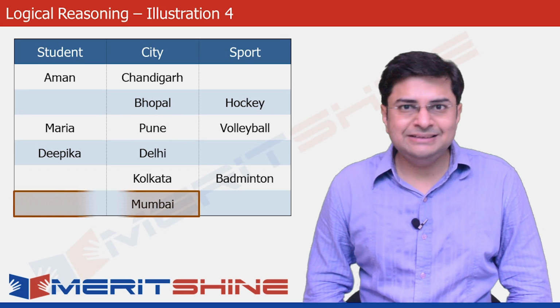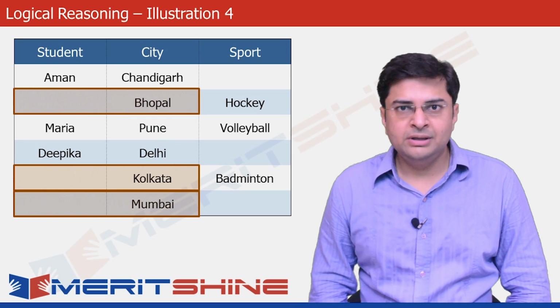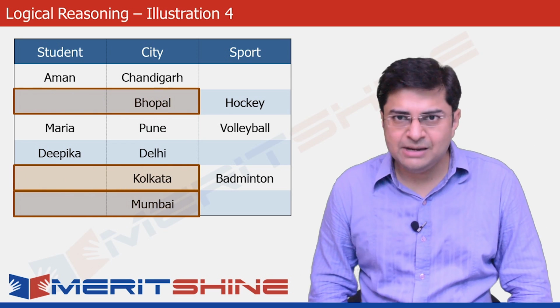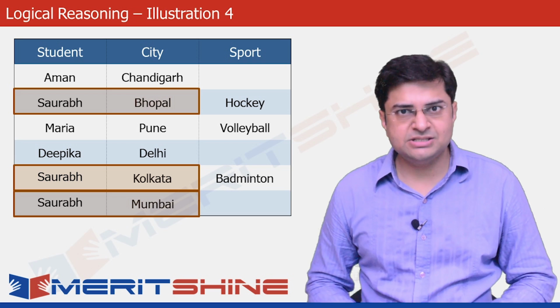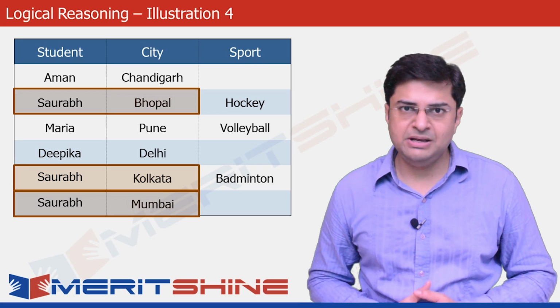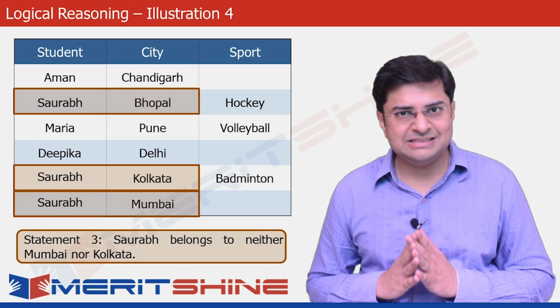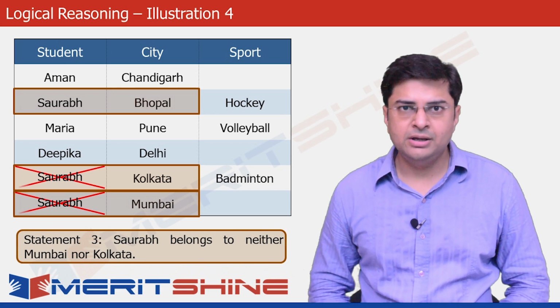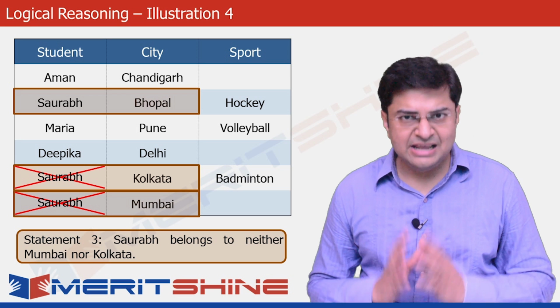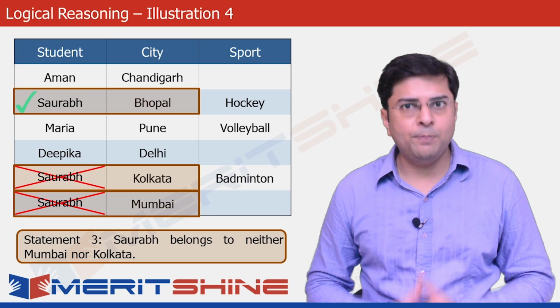Moving forward, look at the 3 rows that have been highlighted now. Can we say that Saurabh has to find a place in one of these 3 rows? Yes, of course, because Saurabh hasn't been filled in the table yet. Now if we use statement 3, which reads that Saurabh belongs to neither Mumbai nor Kolkata, we can easily conclude that Saurabh belongs to Bhopal only.